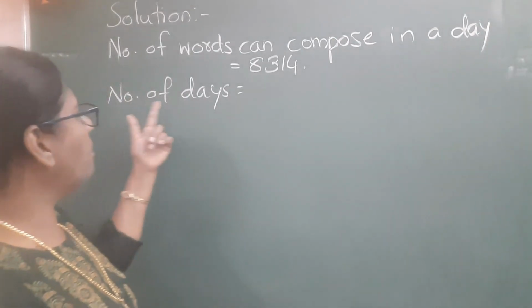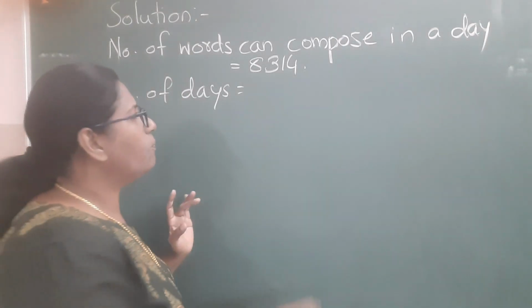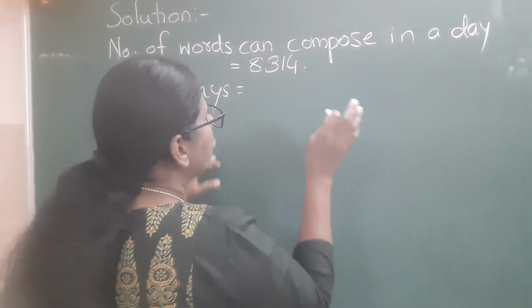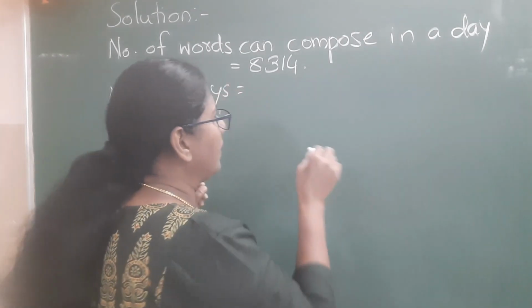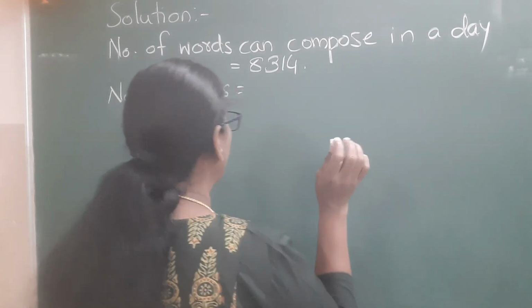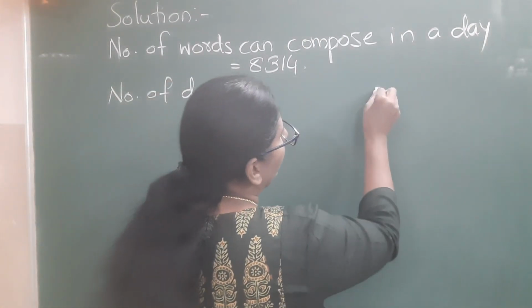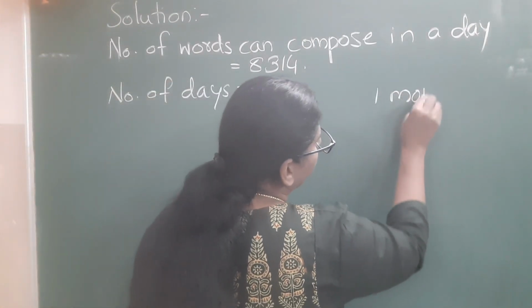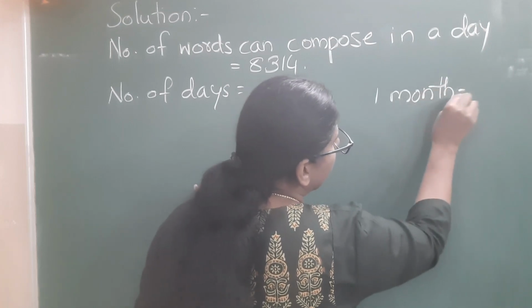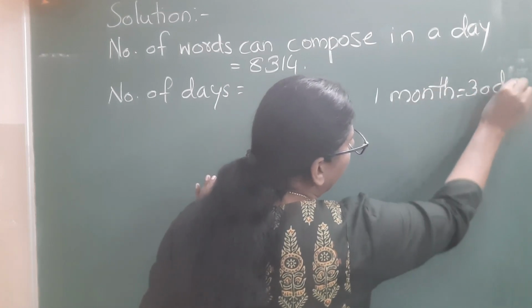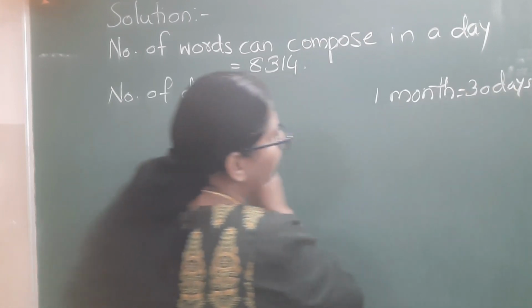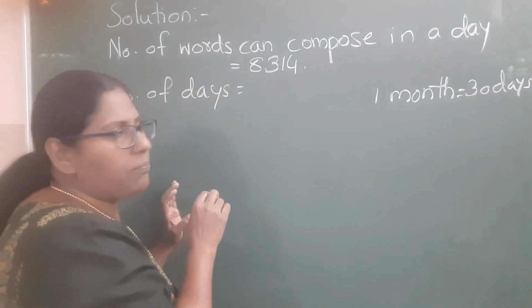So, number of days is equal to... first we have to convert. 1 month is equal to how many days? That we have to find out. I am writing here: 1 month is equal to 30 days.